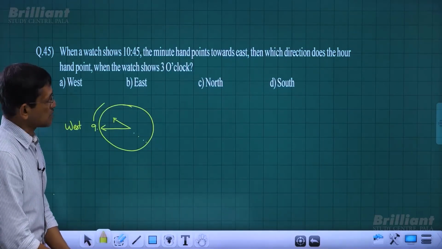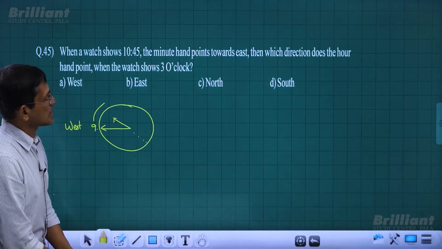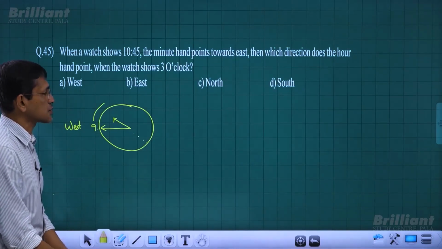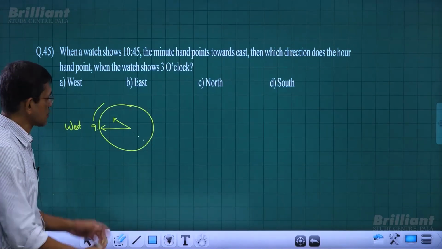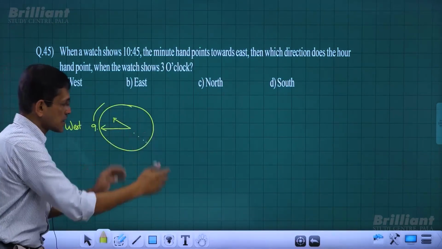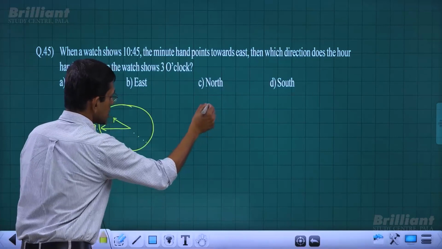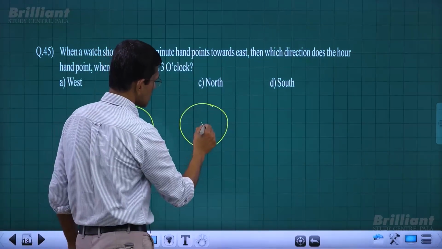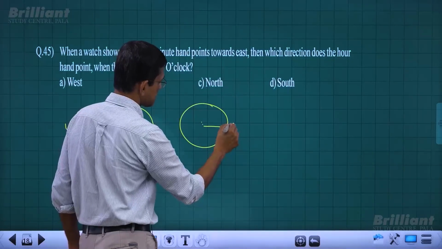So that's our hand. But what is the question here? Which direction does the hour hand point when the watch shows 3 o'clock? We rotated this clock and the clock would be in a different position. I'll just draw the diagram here. We have rotated here. In that case, the 9 is here.